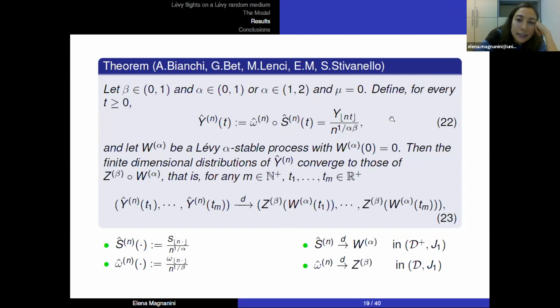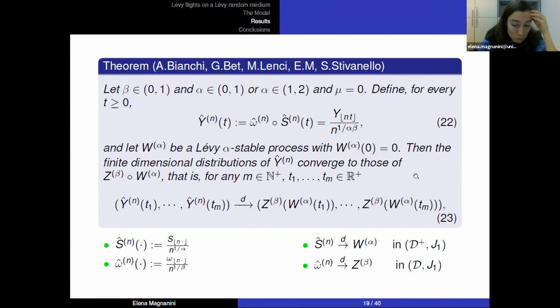And here, we only proved the convergence of the finite dimensional distributions of Y to those of the limit Z beta composed with W alpha. Okay, so we have a weaker result. However, it is important to remark that the trajectories of this composition, Z beta with W alpha, are not càdlàg with positive probability. Therefore, a functional limit theorem with respect to a Skorokhod topology is maybe not the natural result that we expect.